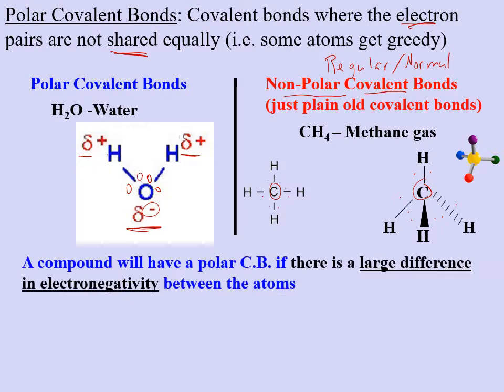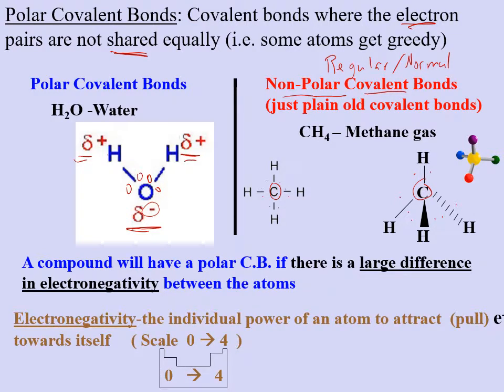And the way we know if a compound will be polar covalently bonded, that's say if it's going to have these slight charges like water actually does, is if there's a large difference in what we call electronegativity. Don't let this word scare you. Electronegativity is really just a measure of strength. It's how strong an individual atom can pull electrons towards itself. There's a scale for it. It runs 0 to 4. And if you look at the periodic table, typically the weakest atoms that hold on to electrons are on the left side and the strongest ones are on the right.